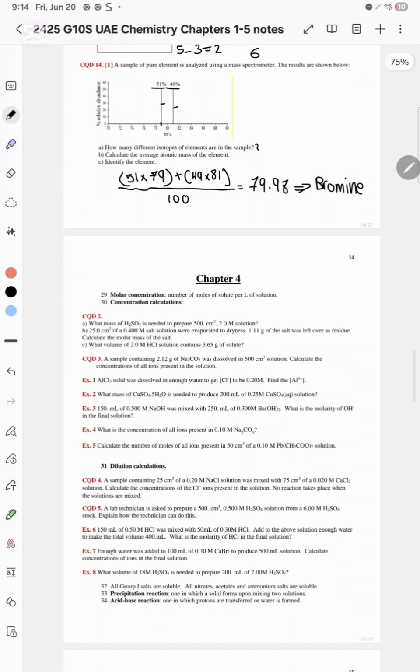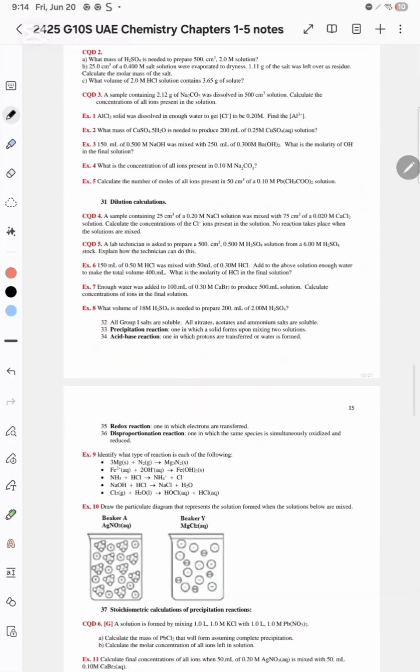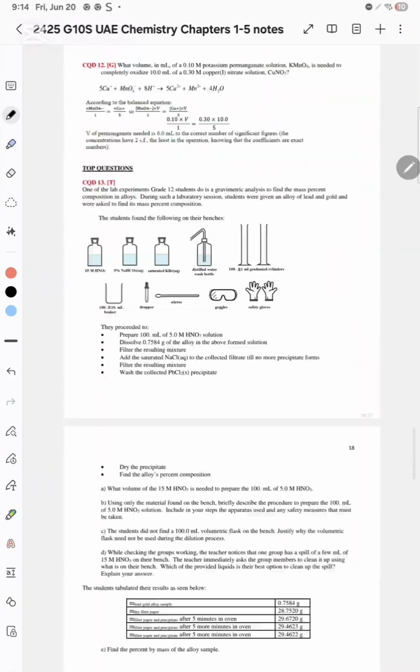And that's the end of chapter 3. I hope you understood everything. This chapter is all stoichiometry and mostly no new formulas, everything we've done before. And next video is going to be about chapter 4 and the video after about chapter 5. These videos are all solving CQDs because these chapters are all solving. They have nothing really to explain.